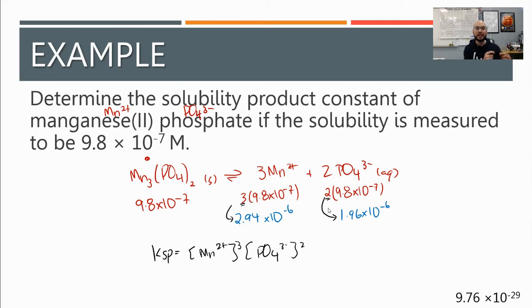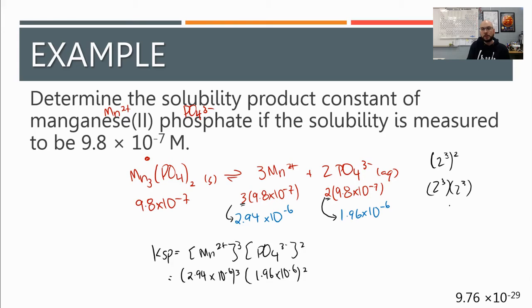So we multiply it by 3, then cube it; we multiply it by 2 and square it. So this works out to being 2.94 times 10 to the negative 6 cubed and 1.96 times 10 to the negative 6 squared. Now, when we have some number, let's say 2 to the power of 3 to the power of 2, this works out to being 2 to the power of 3 twice, right? So this would be 2 to the power of 6. When we've got exponents across a bracket, we're multiplying. So negative 6 times 3 would be negative 18, multiplied by negative 12. We're expecting something around negative 30.